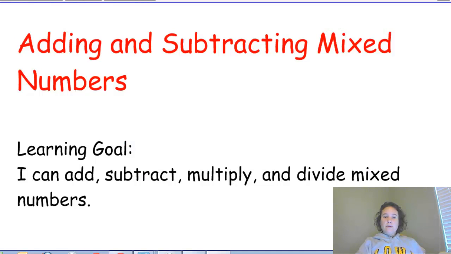Everybody. Today we're going to talk about adding and subtracting mixed numbers. So in the last video we talked about adding and subtracting fractions, and today we're just going to extend that to mixed numbers. And this goes with the learning goal: I can add, subtract, multiply, and divide mixed numbers. So again, obviously we're just taking the first half of that learning goal for today.